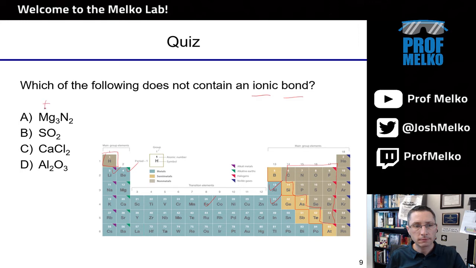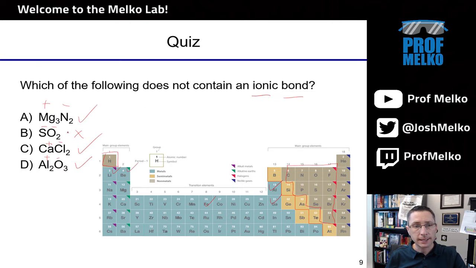Magnesium, metal. Nitrogen, nonmetal. It'll form an anion. This will be an ionic bond. Sulfur, that's over here. That's a nonmetal. Oxygen, nonmetal. That will not be an ionic bond. Calcium, metal. Chlorine, nonmetal. That will be an ionic bond. Aluminum, metal, right? It's kind of over here on the right, but it's still a metal, right? It's still left of this staircase, the semimetals, that separates the metals from the nonmetals. And oxygen, a nonmetal. So this is ionic as well.